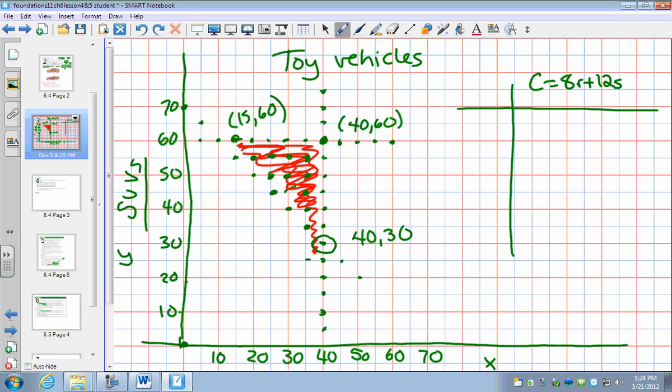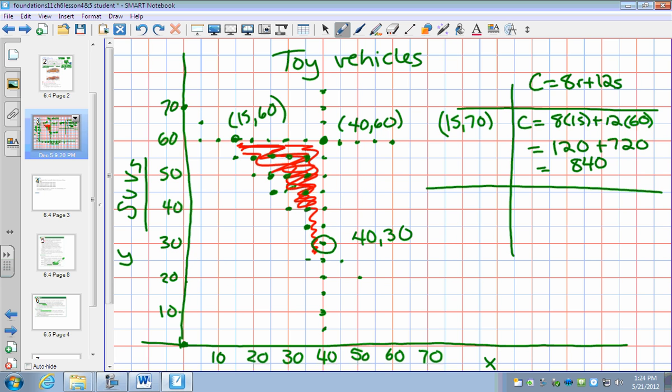So what I'm going to do is I'm going to sub each point in and I'm going to see what my cost is. So first I have 15 and 60. And remember, 15 is the value of R. So here, cost is equal to 8 times 15 plus 12 times 60. So 8 times 15 is going to be 80 plus 40, which is going to be 120. 12 times 60 is going to be 10 times 60, which is 600, plus another 120 is 720. Okay, so that's going to be 840. So we're going to see, is that going to be a minimum or a maximum?